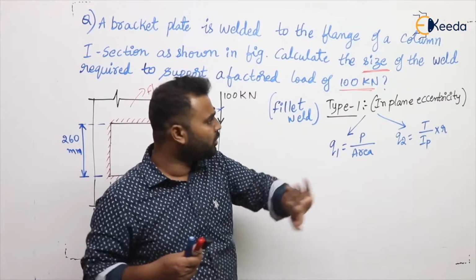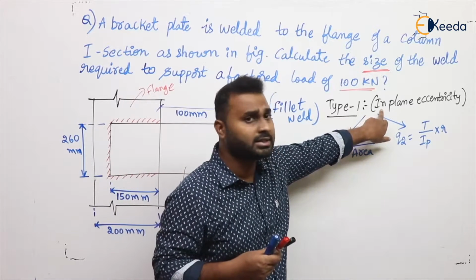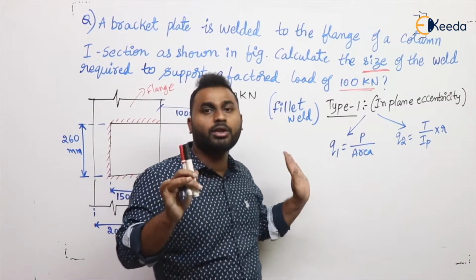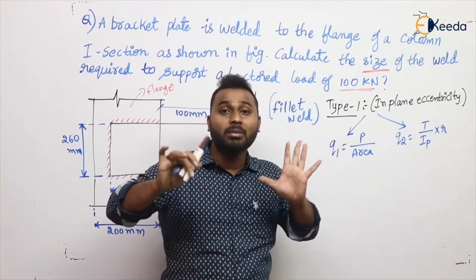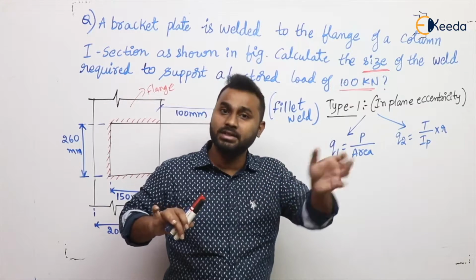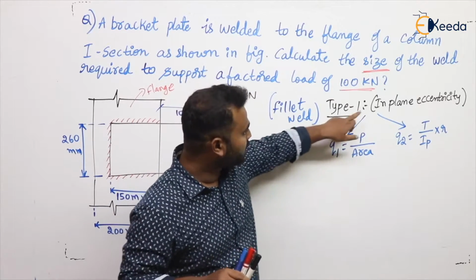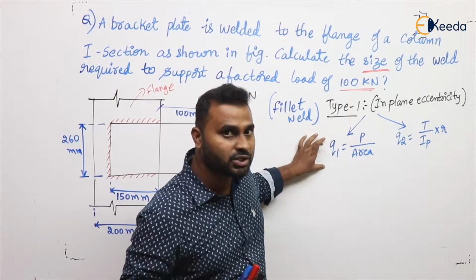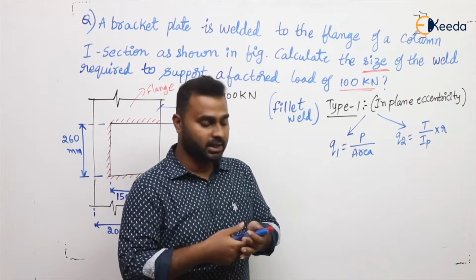Is that clear, everyone? See, here we are solving the question. That is the reason I am briefly revising the concepts we have discussed in the theoretical part. So, because of this in-plane eccentric load, the weld group is subjected to two effects: direct shear and twisting shear.